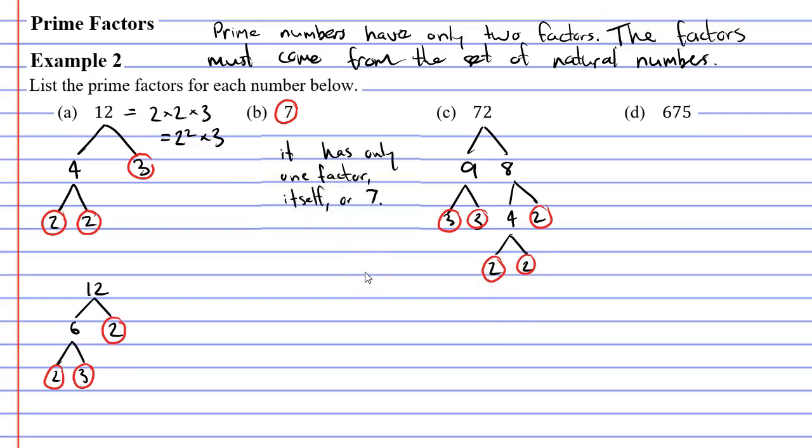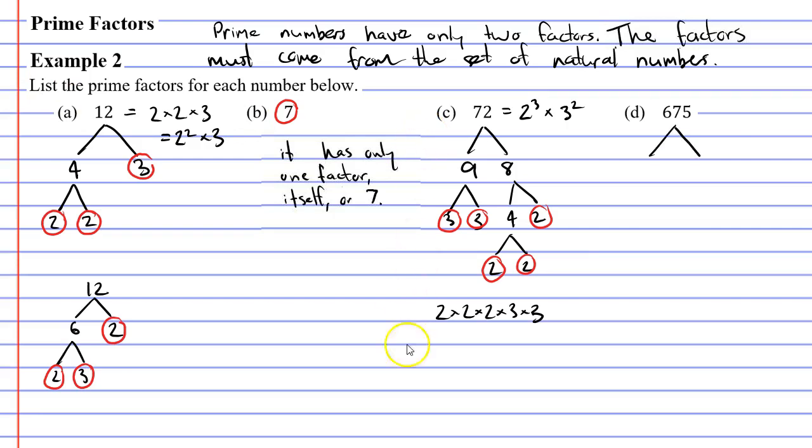If I was to list it in expanded form, it would be 2 times 2 times 2 times 3 times 3. But I would like to write it in index form. So next to my 72, I'm going to write that my prime factors are 2 to the power of 3 times 3 to the power of 2. Okay, now moving on to question D.